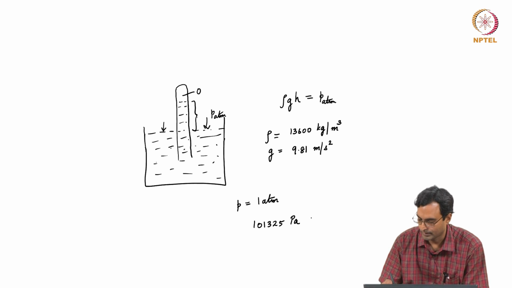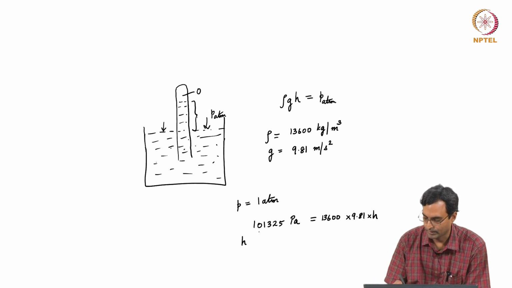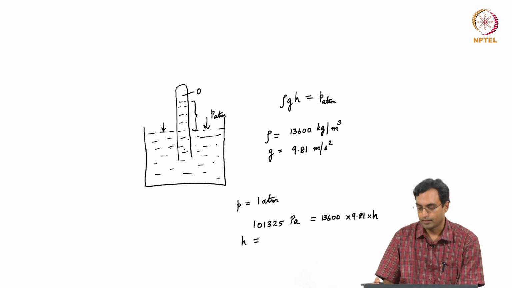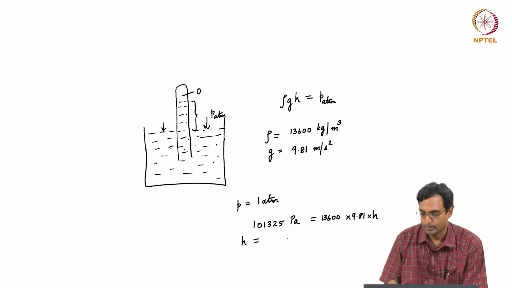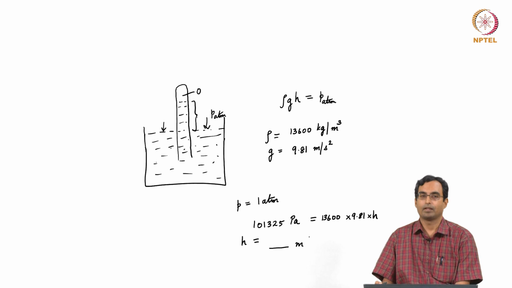This is 13,600 kg per meter cube, into 9.81 meter per second square, into h. So, which can give us the value of the height. Okay. So, we can actually do this calculation, and I leave it to you to find out this value.